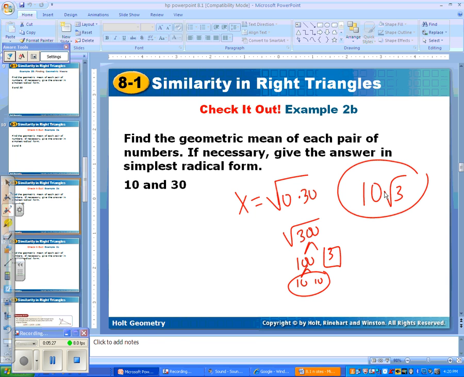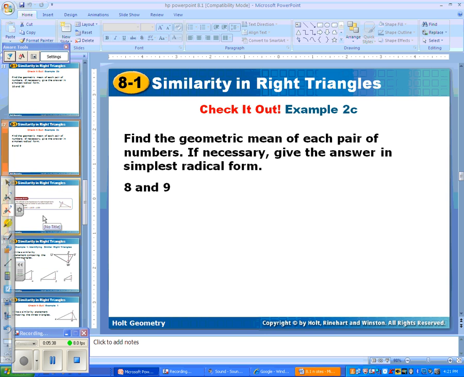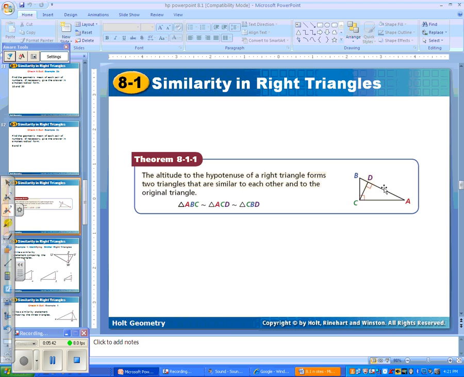Okay, so geometric mean. Pretty much you just need to know the shortcut, or you can put it into a proportion. Moving on, again, if you're not sure, here's another one just to try. The reason why I want you guys to know how to do geometric mean is because we're now going to apply it with triangles and right triangles and similarity.